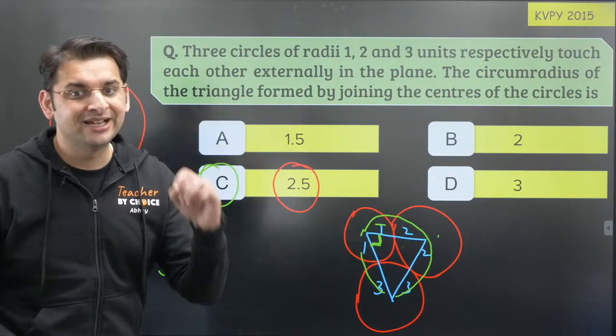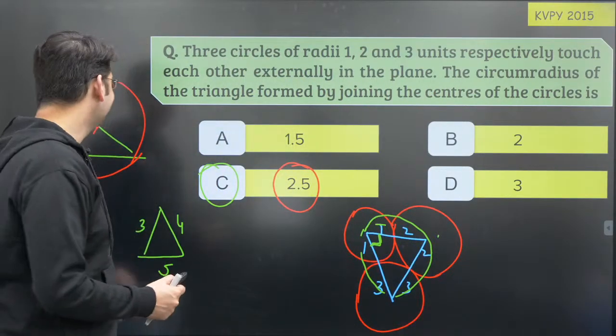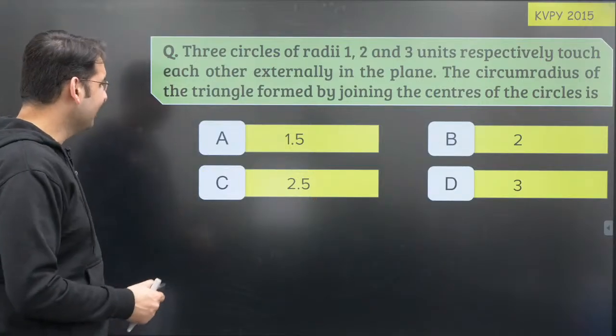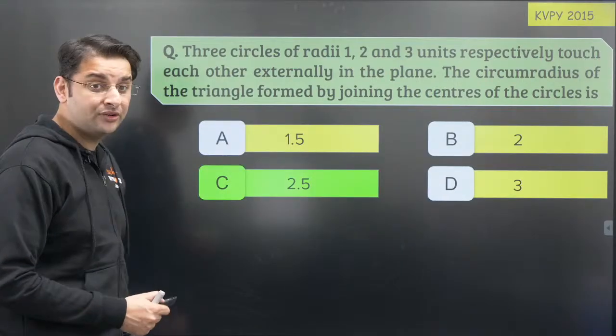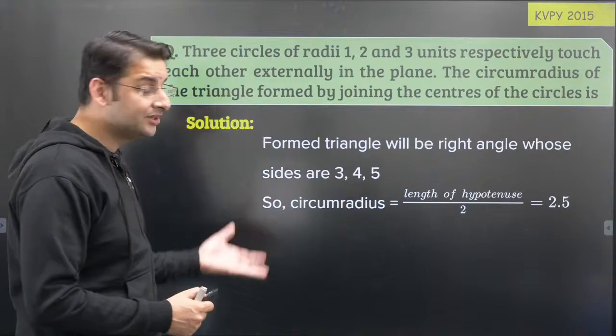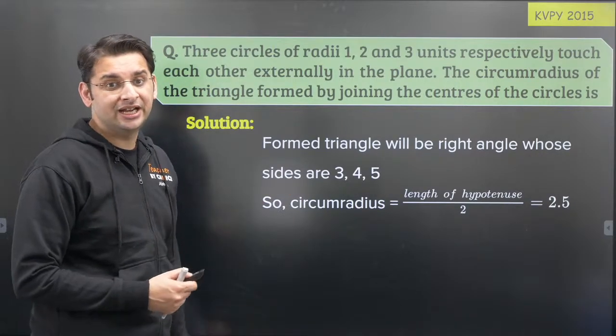I hope this is clear to you all. Right? चलिए, so 2.5 was the correct answer because we found that triangle बन रहा है, that is actually a 3, 4, 5 triangle, which is the right angle triangle.